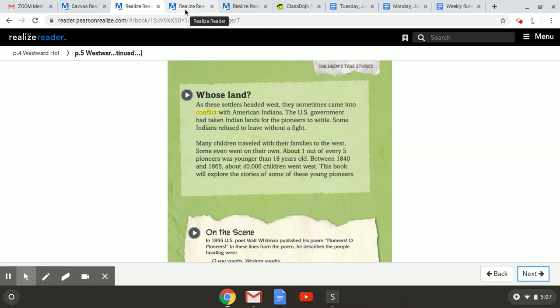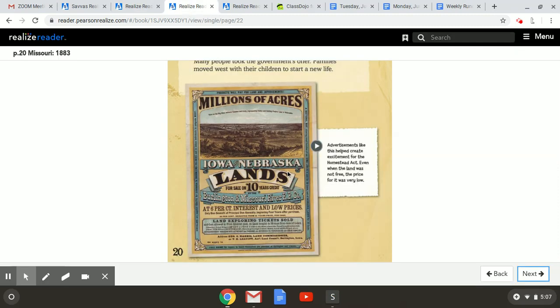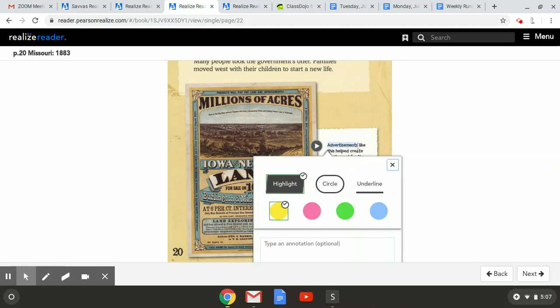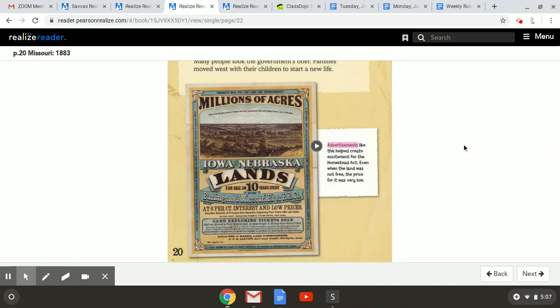Okay, now we'll go to page 20 here. We're actually just reading page 20. We're not going to choose this image. It's just because our vocabulary word for today is advertisement. And we see that word here in the caption for this image. And we're going to talk about what an advertisement is.